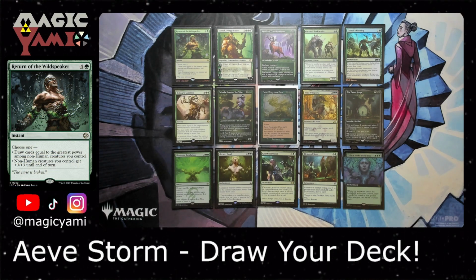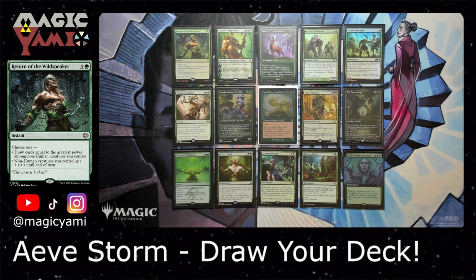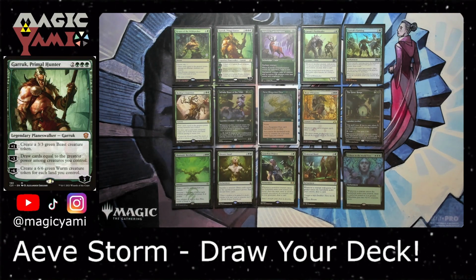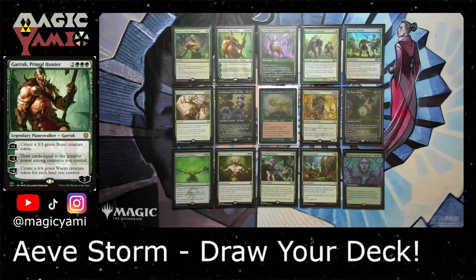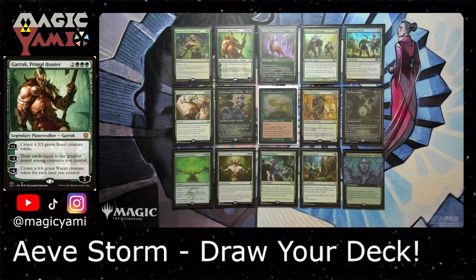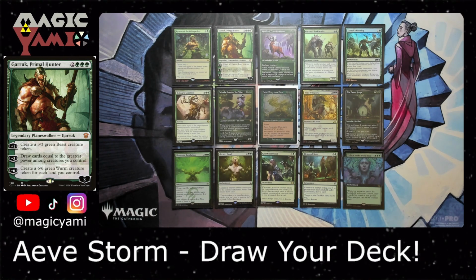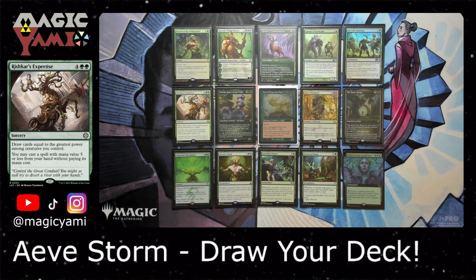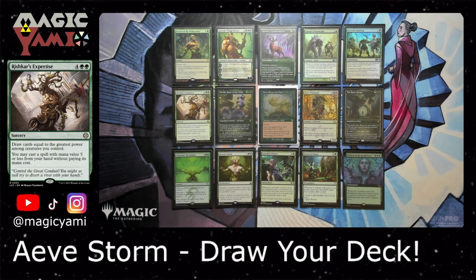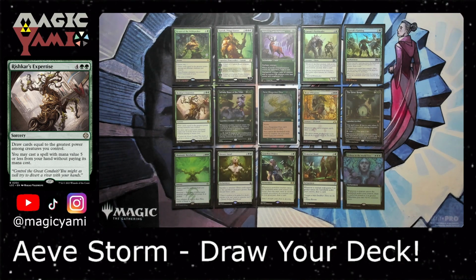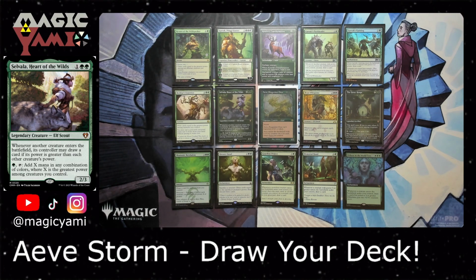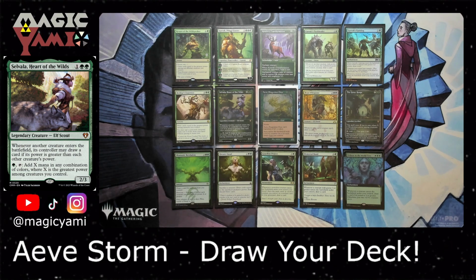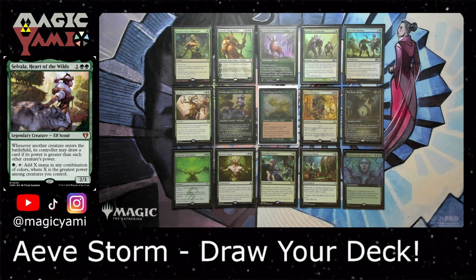That's how you win. And yeah, Aeve is going to be a Storm commander, though it's not a Storm deck in terms of Storm as a keyword. It's more the way that the deck is played. There's going to be a lot of ETB, a lot of casting, and therefore a lot of ways to storm out, regardless of whether it's with the storm keyword or not. So without further ado, let's get into it.